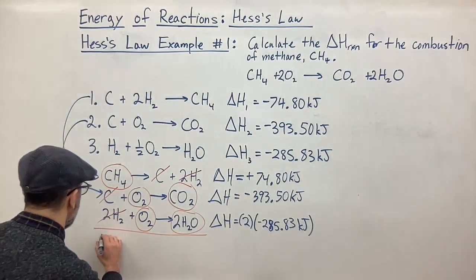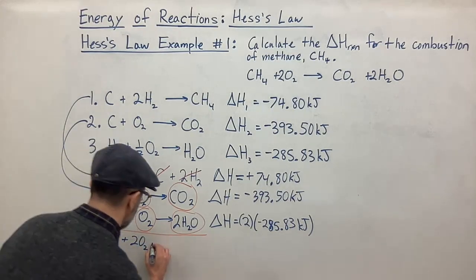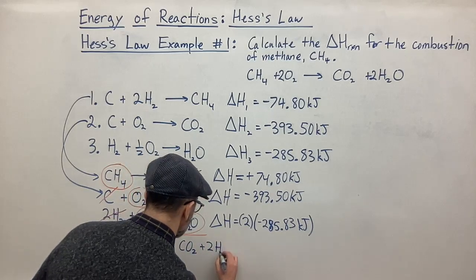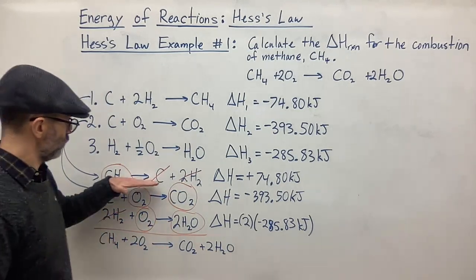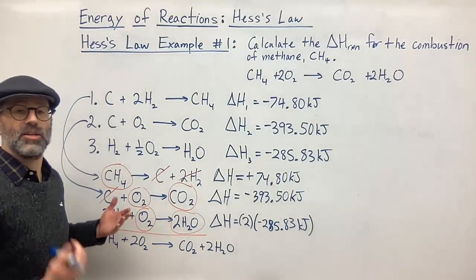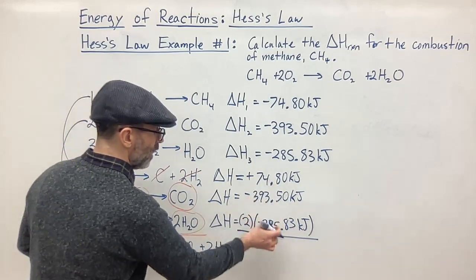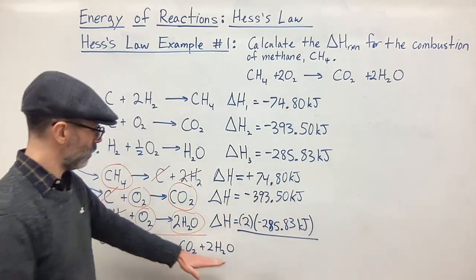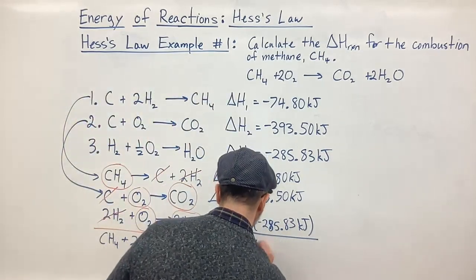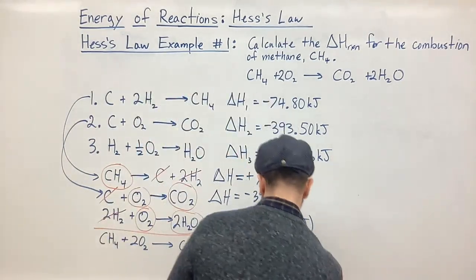So I get CH4 plus 2O2 yields CO2 plus 2H2O. So these 3 equations will add up to my resulting equation, my target equation. So that means that these 3 delta H's added together will equal the delta H of this resultant reaction, which is going to be, what did I calculate? I calculated this to be negative 890.